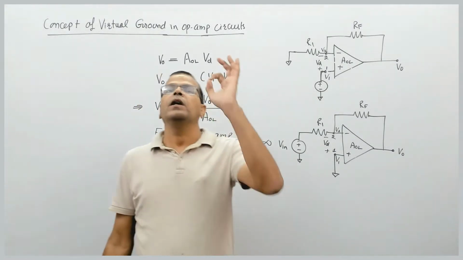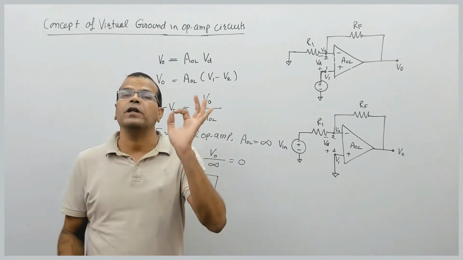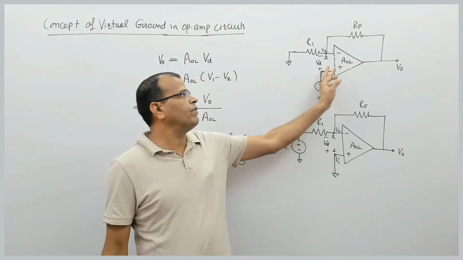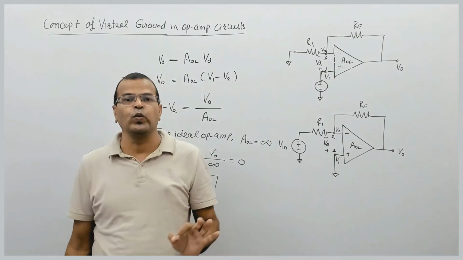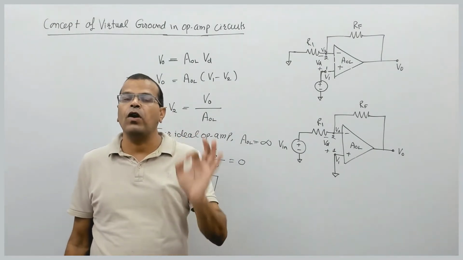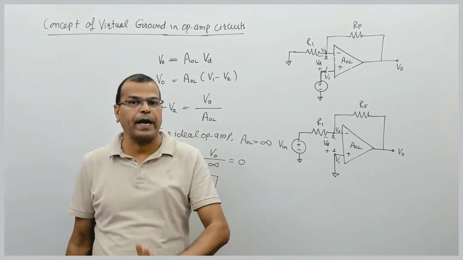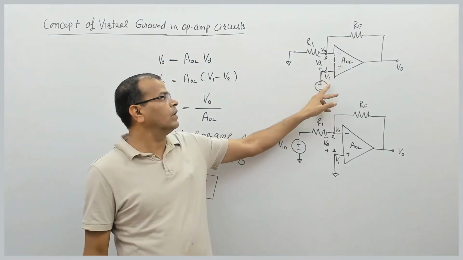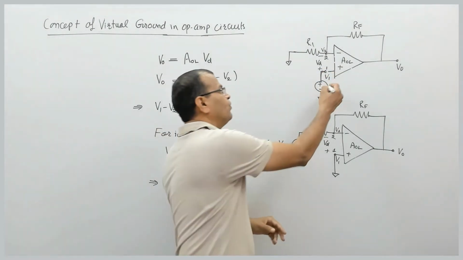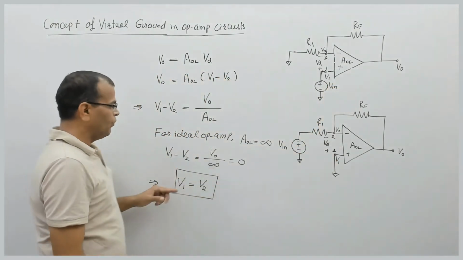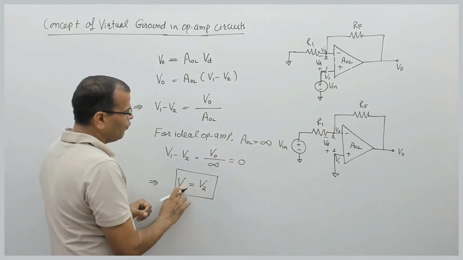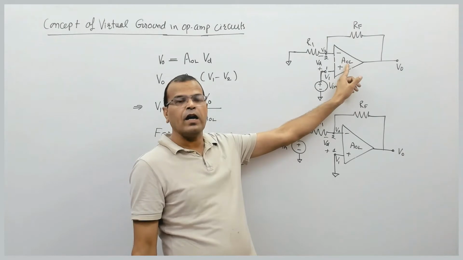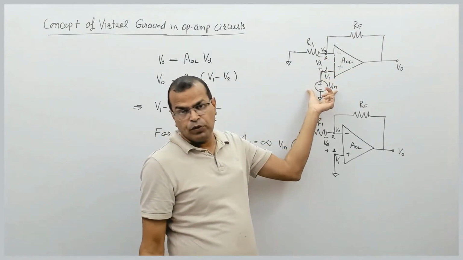So I repeat, in any circuit of operational amplifier where I have negative feedback, the voltage at node V1 will be equal to the voltage at node V2. That is applicable for an op-amp with negative feedback. In the non-inverting case, what is V1? V1 is equal to the input voltage, right? So V2 is equal to V1, the same as the input voltage.